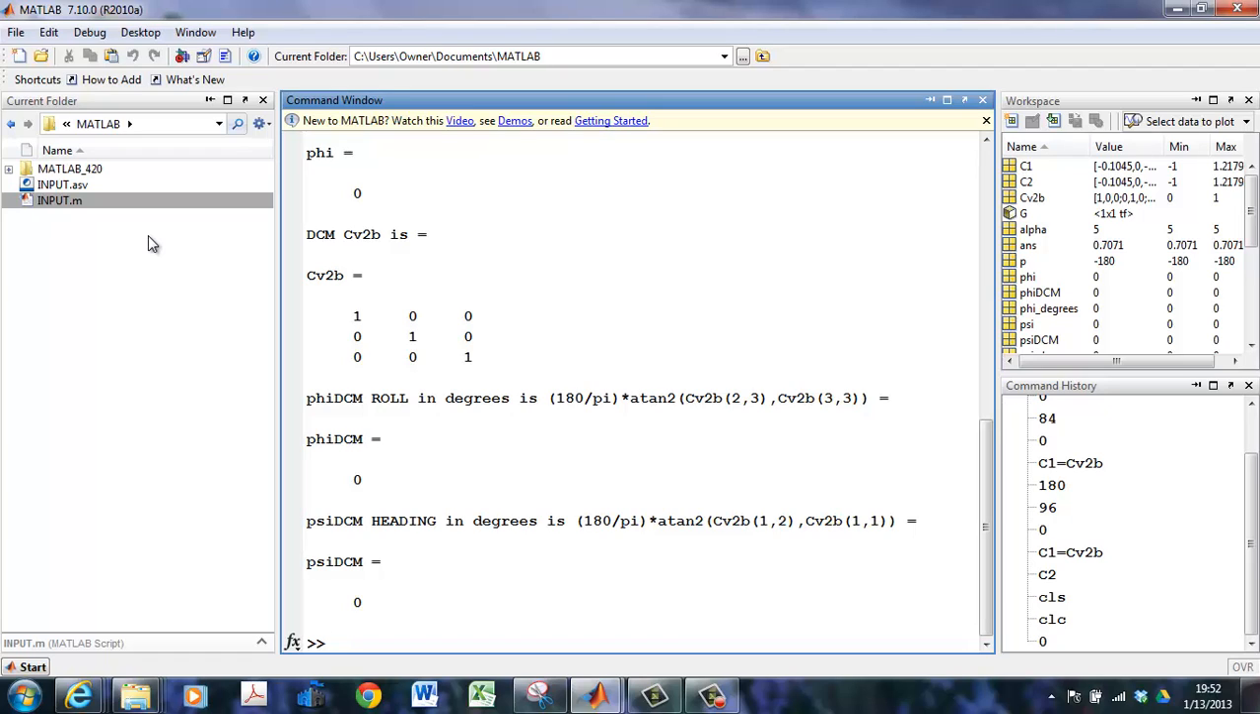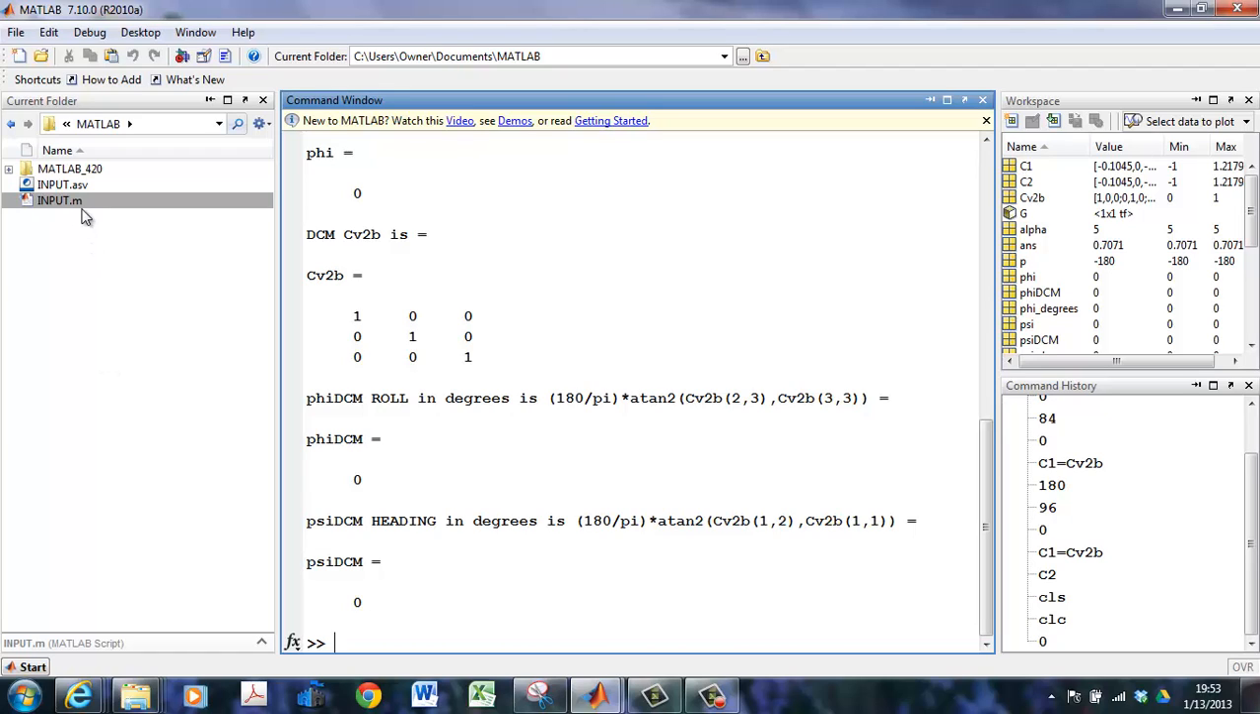And that gives us a direction cosine matrix, Cv2b, of 1, 1, 1. And if we take the ratio of element 1,2 to 1,1, that gives us the heading, and we see the heading is 0. If we take the elements 2,3 to 3,3, you get 0 also. So we get 0.